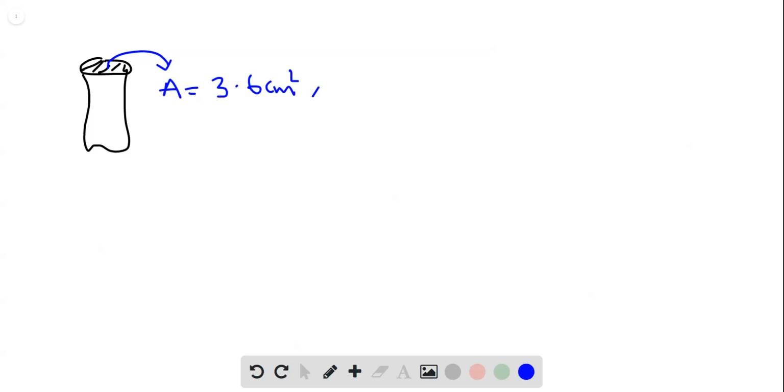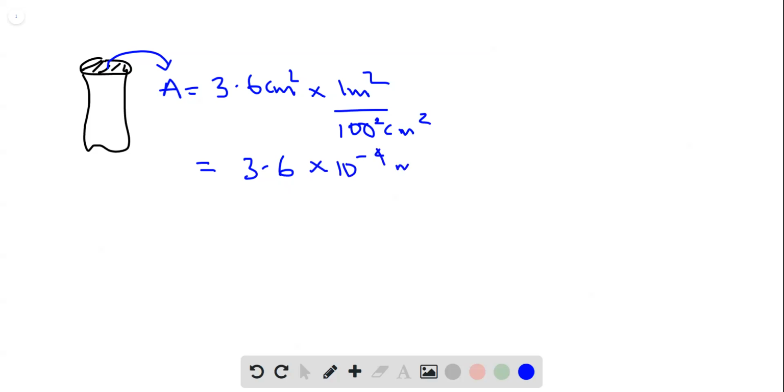This time we have a bone that's sitting on a surface and it has a surface area, or cross-sectional area, given by 3.6 centimeters squared, and we always want to transform that to meters squared by multiplying by 1 meter squared over 100 centimeters squared. And this is going to give us 3.6 times 10 to the negative 4 meters squared.